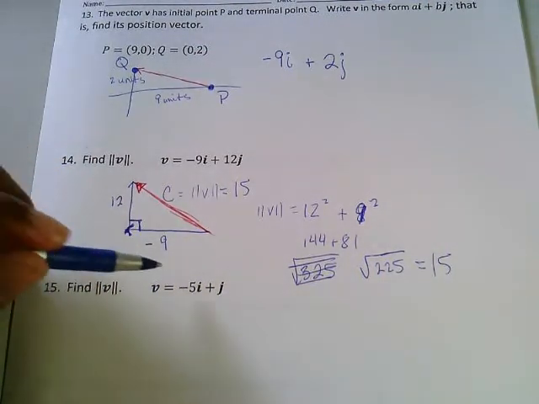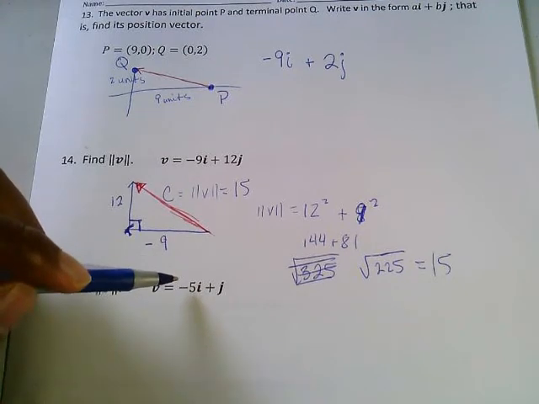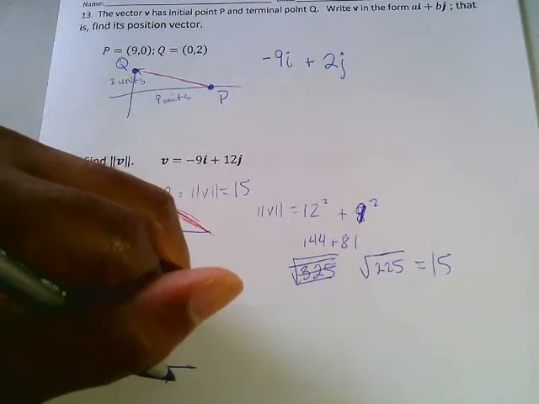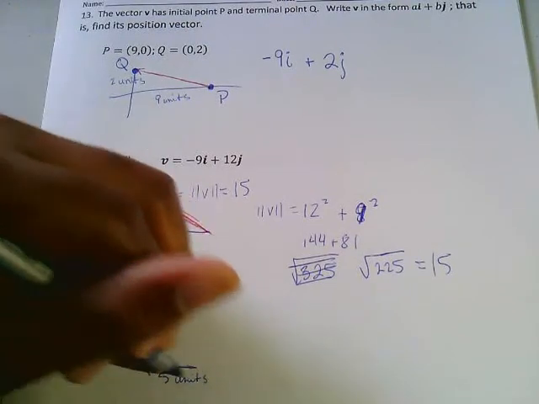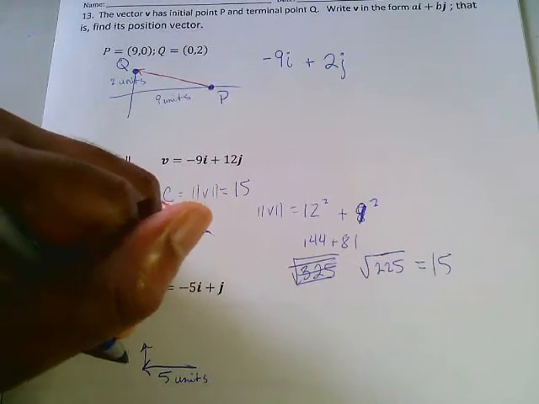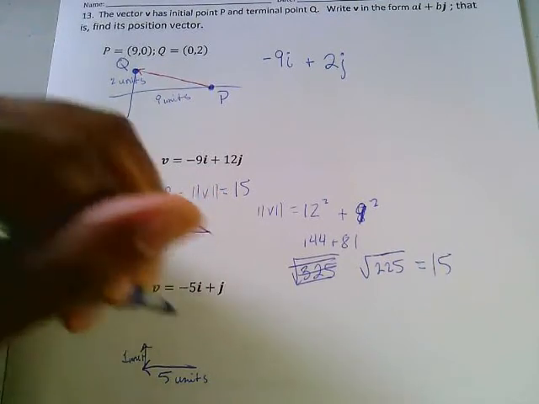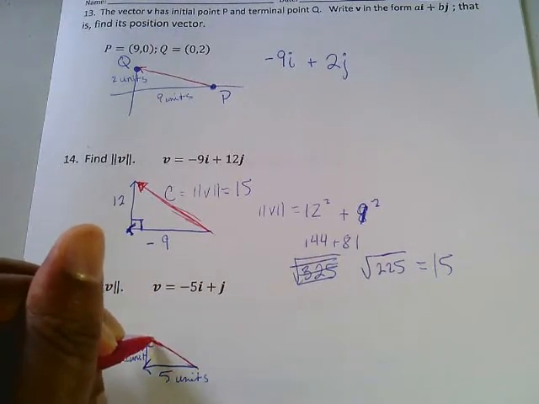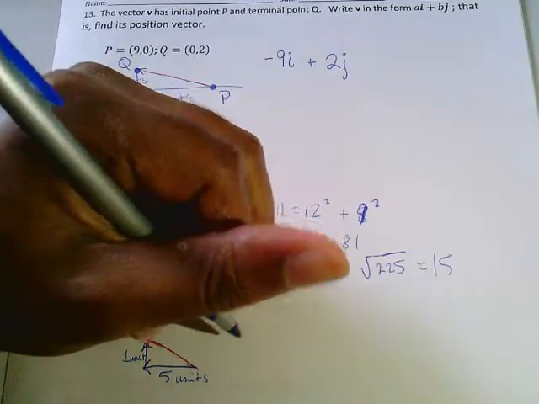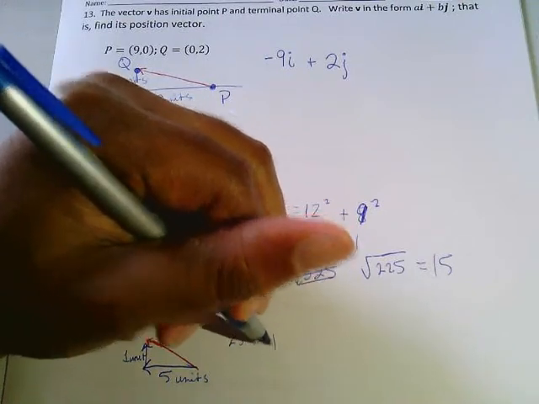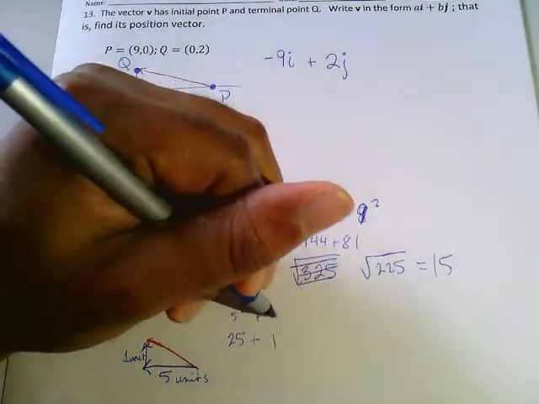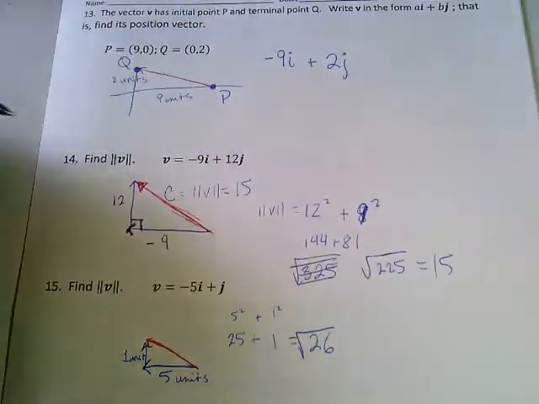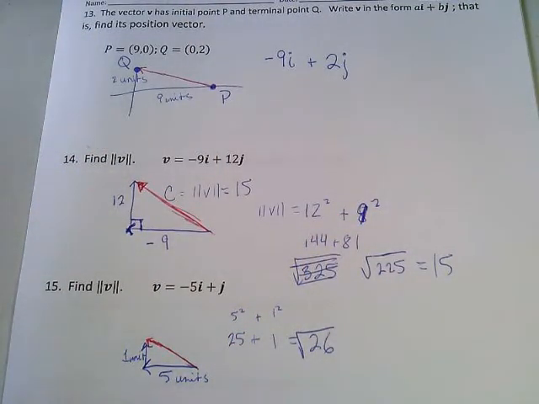So our next problem, we have negative 5i plus j. So again, we're going to the left, and this time it's 5 units, and it only goes up 1 unit. And we're looking for the magnitude of our vector here. So we're going to do 5 squared plus 1 squared, which is 25 plus 1, and that gives us 26. So our answer will be the square root of 26.